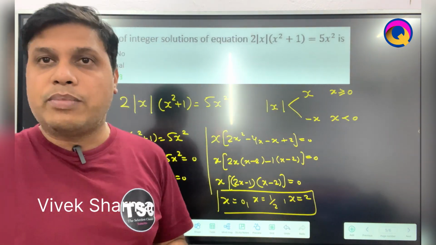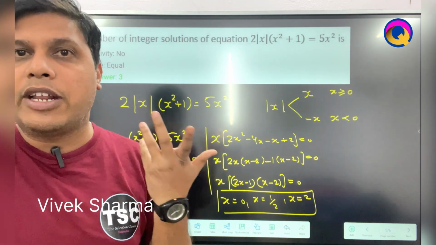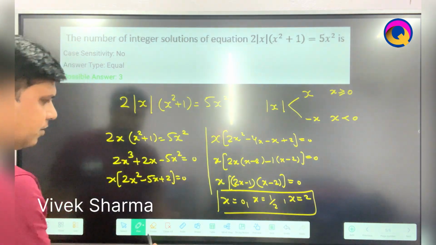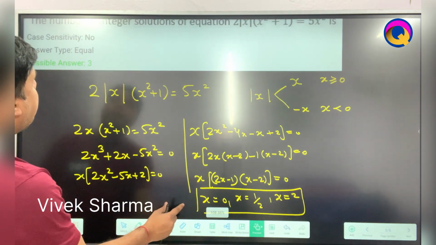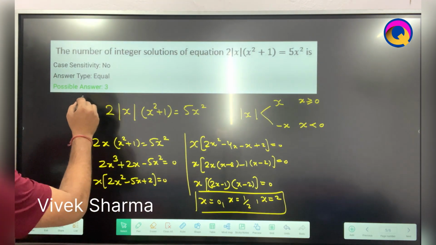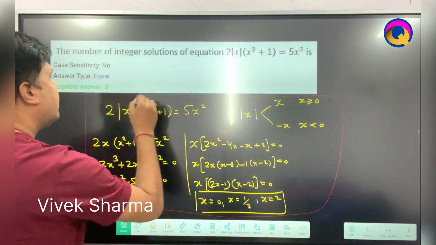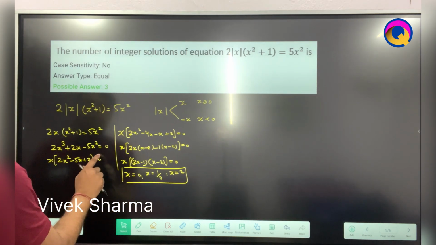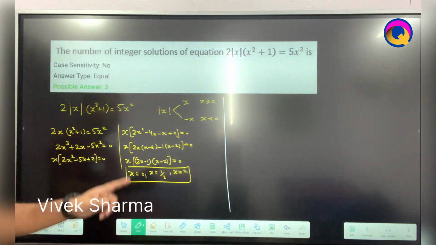Now if I take minus x, there should be a negative value of x. Let us see whether we will be getting a negative value of x or not. I have kept that aside. Now we will be solving the next part, that is when x is negative.